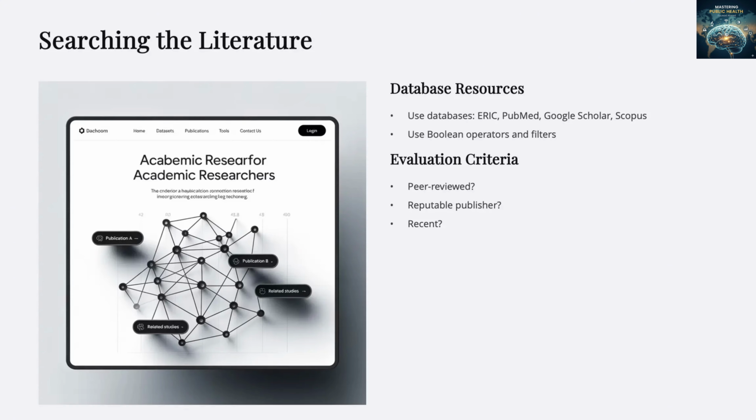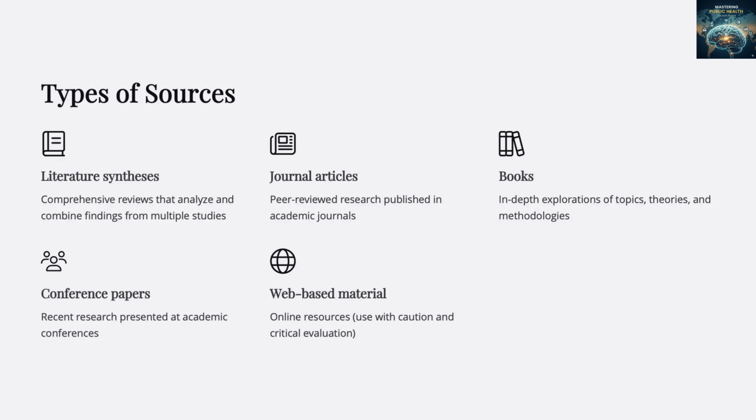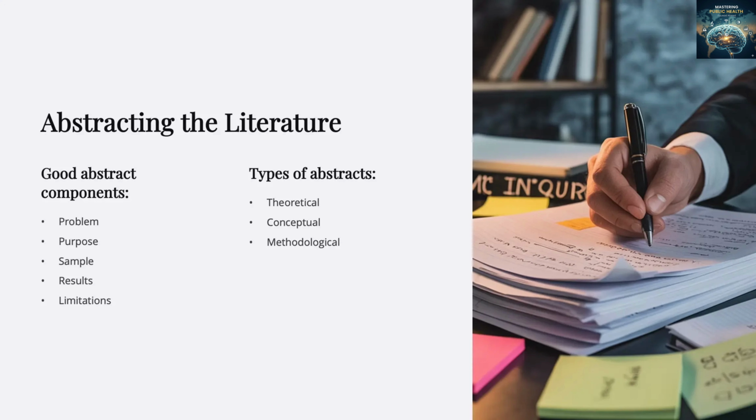Searching the literature. Use multiple databases to avoid missing key studies. Try Boolean operators like and, or. Use filters to find peer-reviewed articles or full texts. Types of sources include broad literature syntheses, peer-reviewed journal articles, books from academic publishers, conference papers, even web-based reports, but always assess credibility.